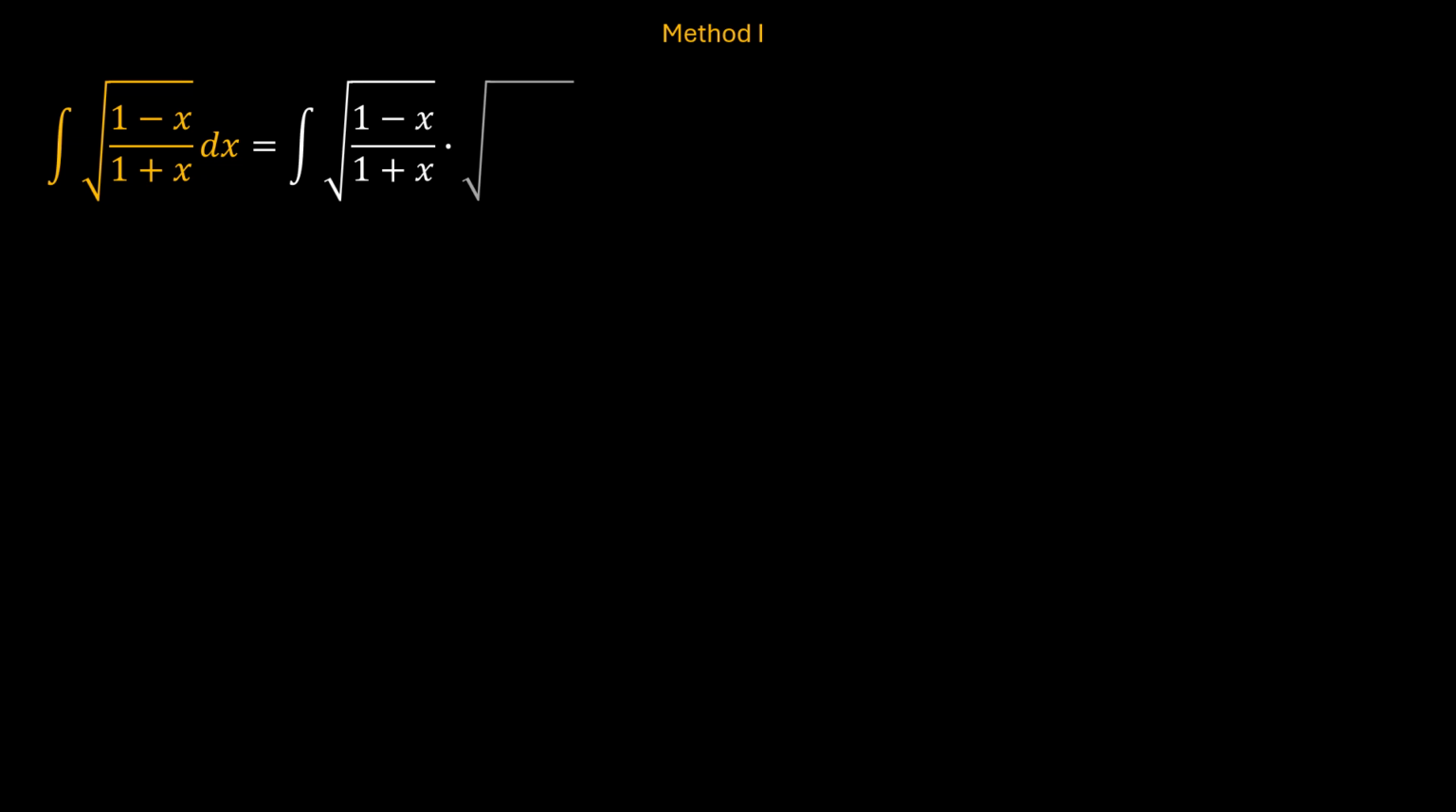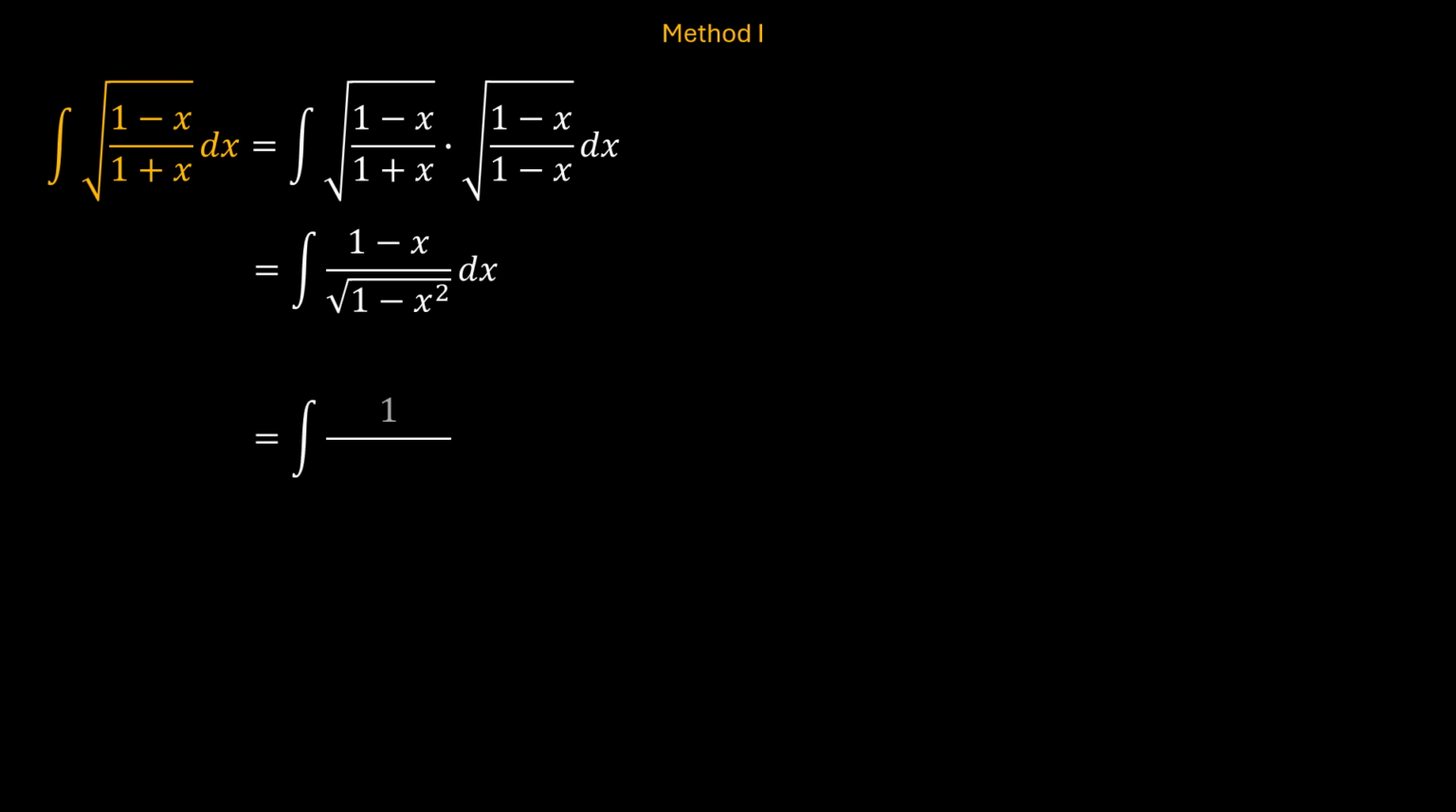First method is, we multiply both the numerator and denominator by the square root of 1 minus x. And what that means is that in the numerator you have the square of the square root of 1 minus x, and in the denominator you have the square root of 1 minus x times 1 minus x. So that becomes, in the numerator, 1 minus x over the square root of 1 minus x squared. And so we can separate that into two separate integrals.